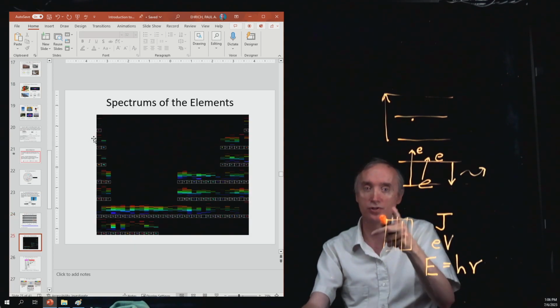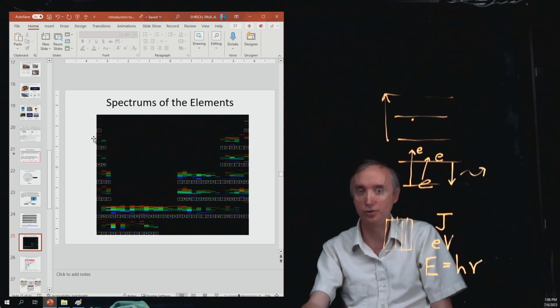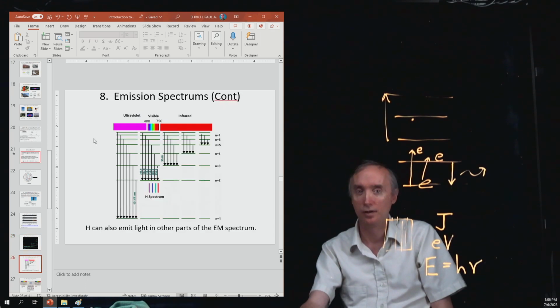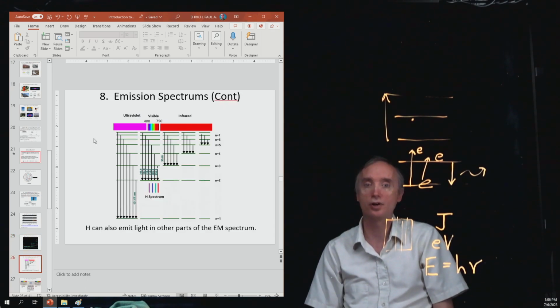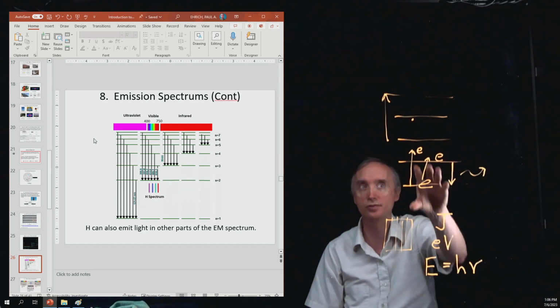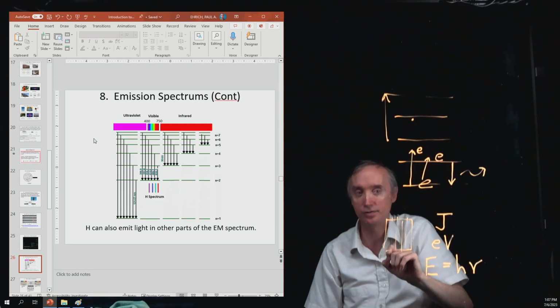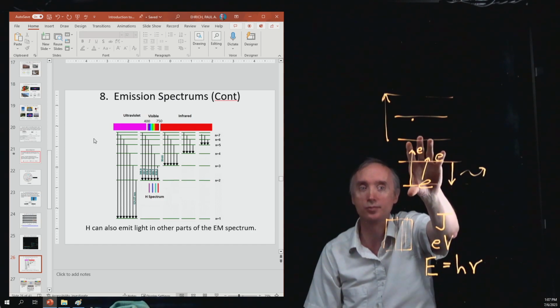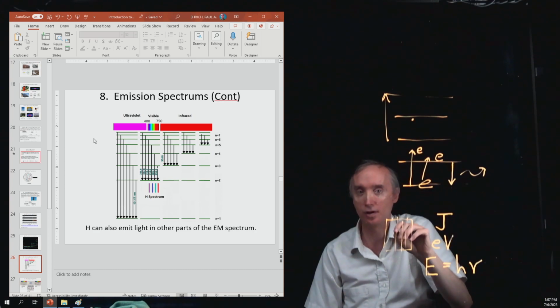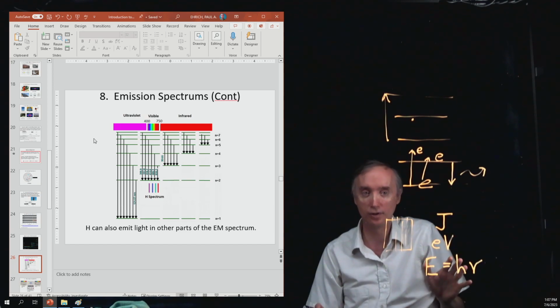Okay, and this one just shows you that every element in the periodic table has its own unique set of colors that goes with it. And then I did want to show you that certain kinds of jumps in the apartment building produce visible light, but you can have other jumps. Some of the other jumps in the apartment building also produce ultraviolet light and infrared light. Don't worry about it.